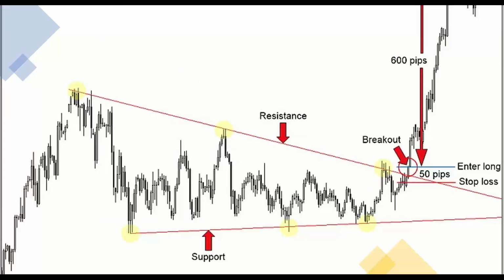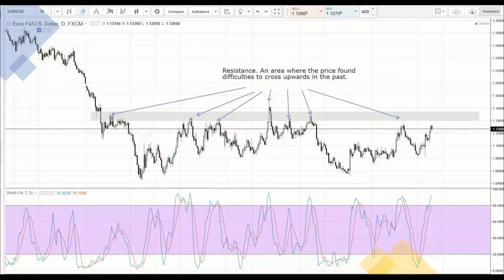And there are many different types of support and resistance or price levels. Okay, we can get these from triangles. But again, that's trading a chart pattern, which I believe in. I trade price action, support and resistance, chart patterns. That is my whole kit and caboodle for my trading. But support and resistance are areas where price found difficulty to cross upward in the past.